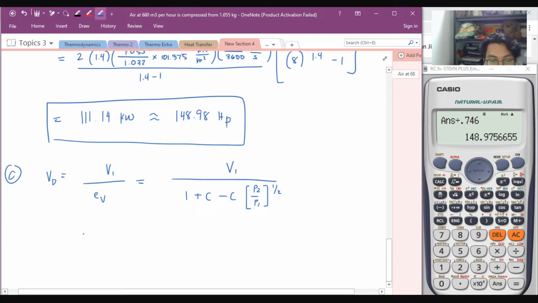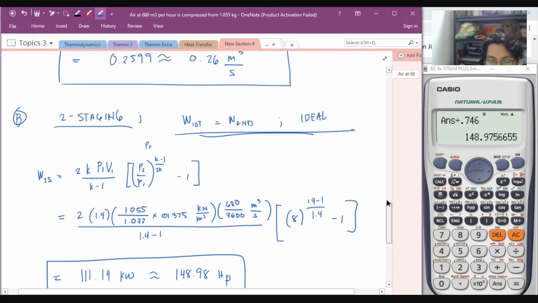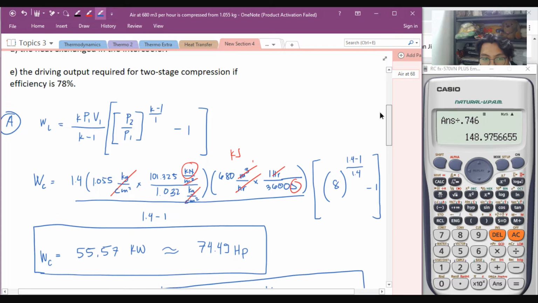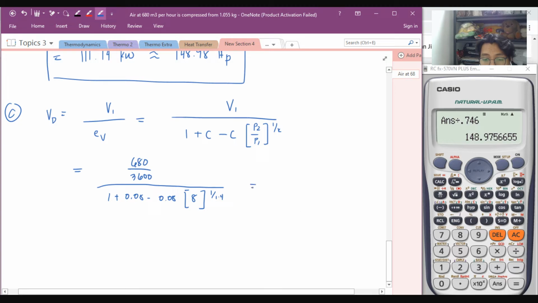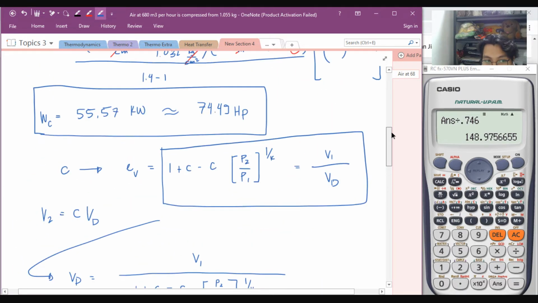Pwede na. So, V1 is 680 divided by 36. Okay, divided by 1 plus 0.08 minus 0.08 multiplied to 8 raised to 1 divided by 1.4. O, di same lang pala nito. Magiging same lang, wala namang binago eh. Ano yung nakuha ko dito? Volume displaced. That is 0.26 cubic meter per second pa rin. Hindi ko makuha yung tanong ha. Hindi naman ako nag-assume. Pina-follow ko lang yung problem.